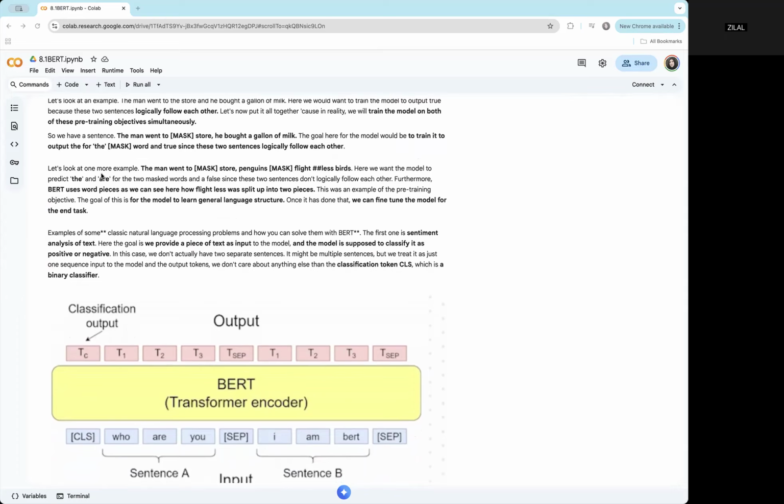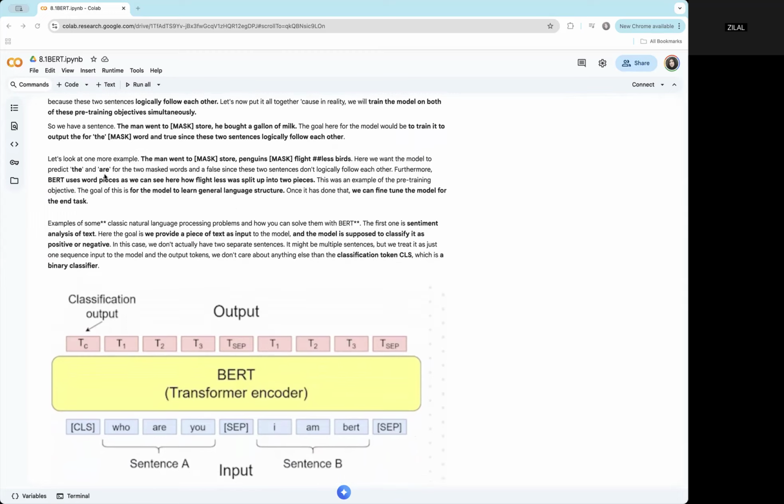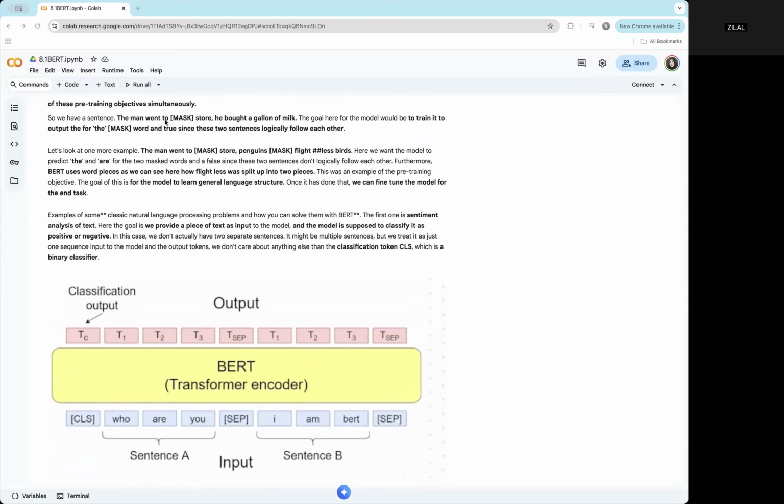Let's now put it all together to see how we can use both objectives. We will train the model on both pre-training objectives simultaneously. We have a sentence: the man went to a [MASK] store. He bought a gallon of milk. The goal here for the model would be to train it to output "the" for this mask word and true, since these two sentences logically follow each other.